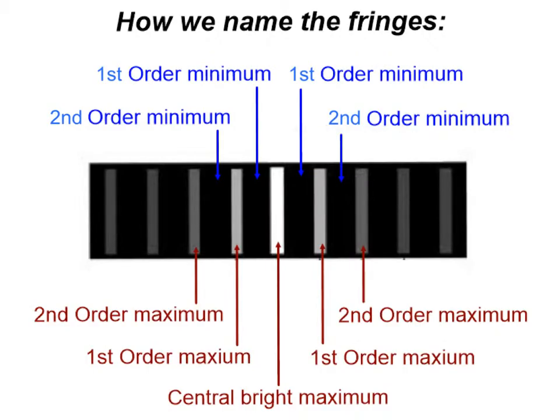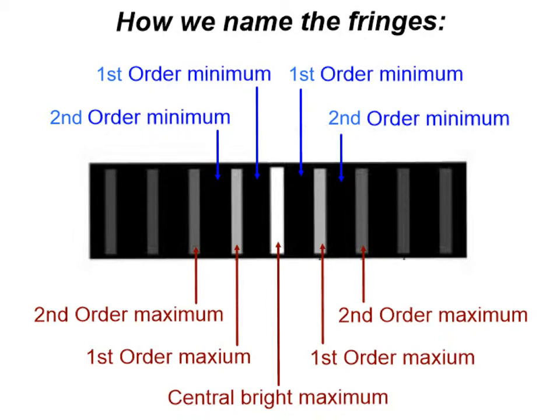Now let's take a look at how we name the fringes. Before we go any further, there's a special way we name them so that we all understand what we're talking about. The very central bright spot is called the central bright maximum. And the fringes on either side of it that are bright are called first order maxima. And then the next one would be the second order maximum on both sides. Third order, fourth order maxima.